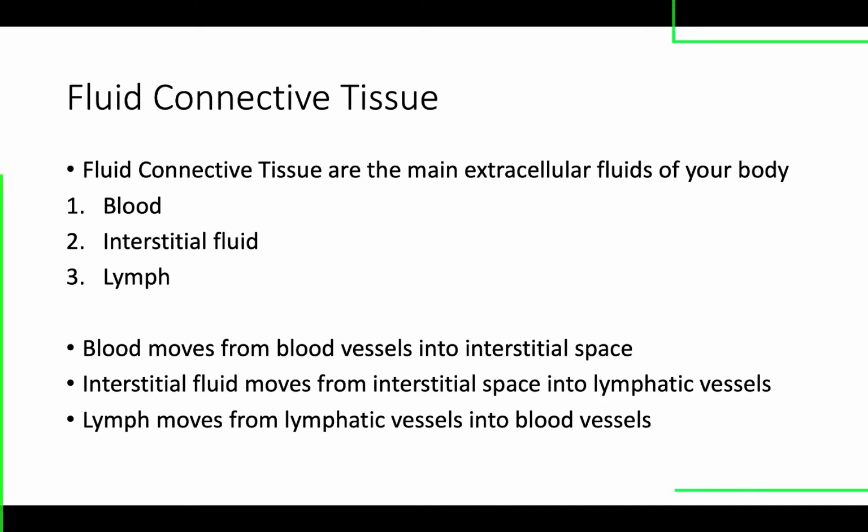So what happens is the plasma moves from the blood vessels into the interstitial space, and then we call it interstitial fluid. And then the interstitial fluid moves from the interstitial space into lymphatic vessels, and then we call it lymph. And then the lymph moves from the lymphatic vessels back into the blood vessels, and then we call it plasma, or blood, right? So the fluid moves from one compartment to the next.